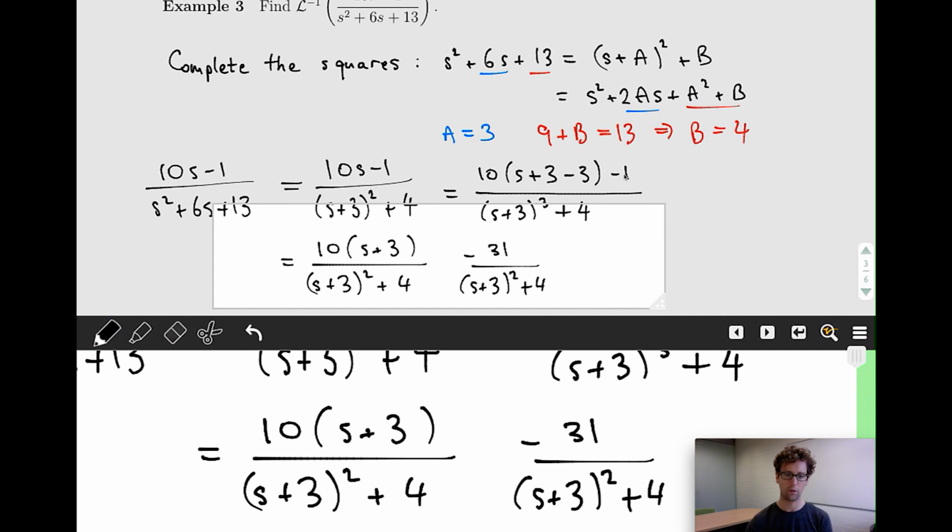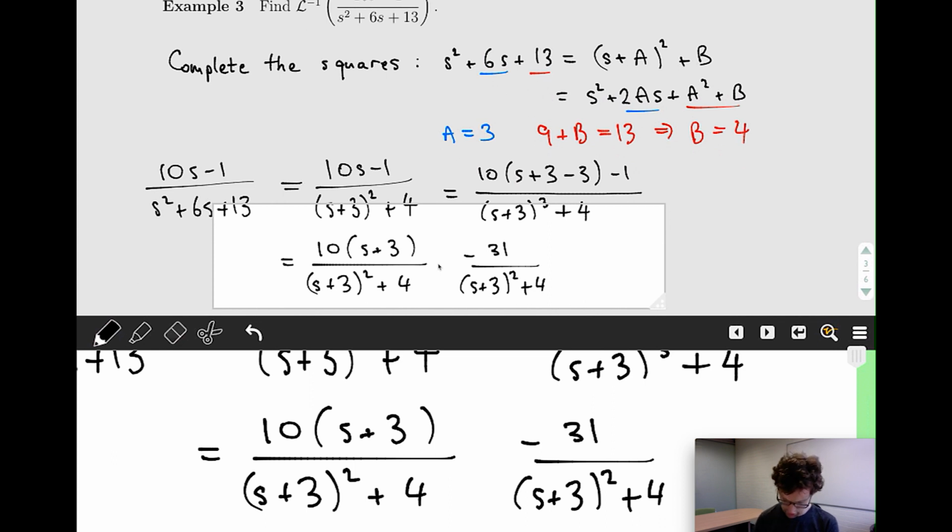So let's take a look at what we've got now. We've got a function here where everywhere that s appears, it appears in the form s plus 3. And likewise on this side here, I've got a function where everywhere s appears, and it only appears in the bottom, it appears in the form s plus 3.